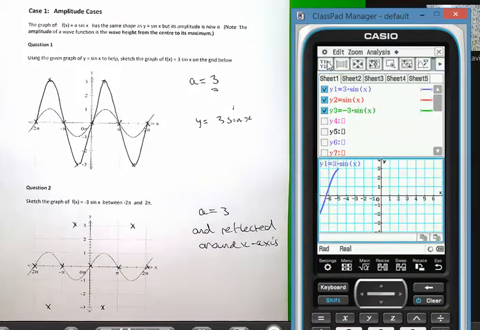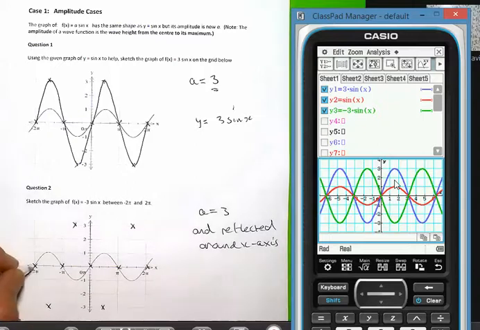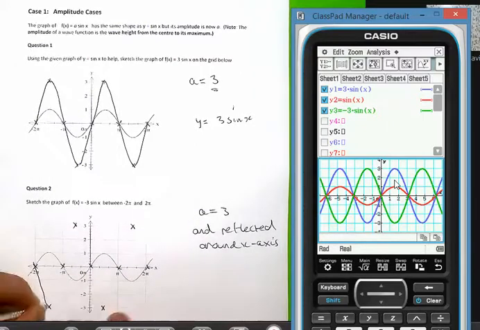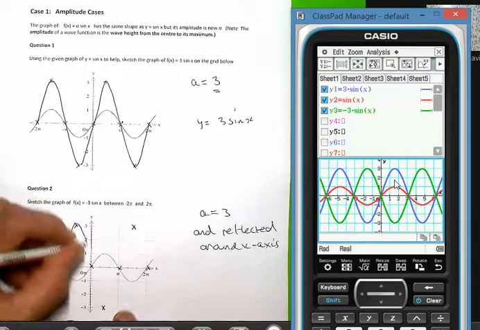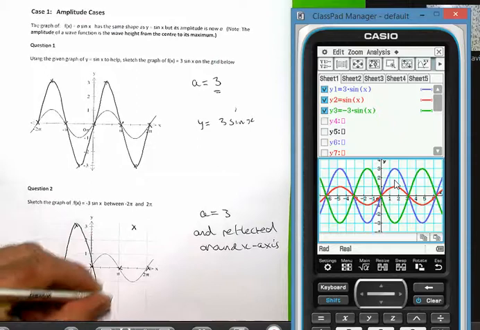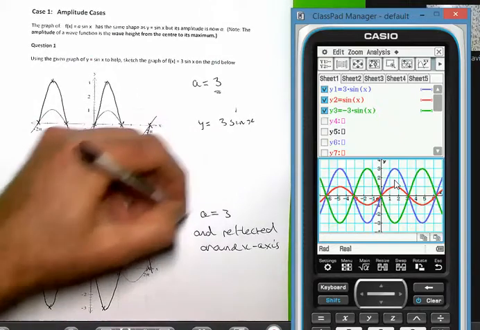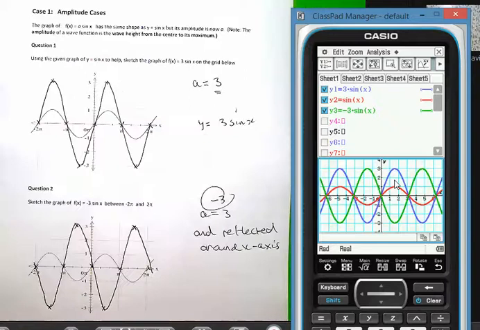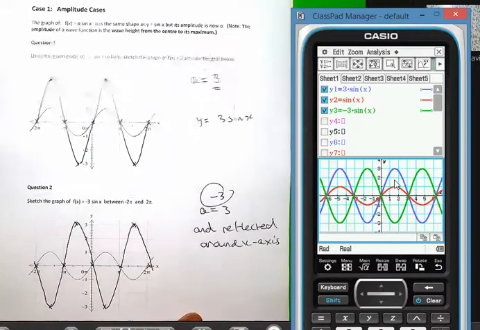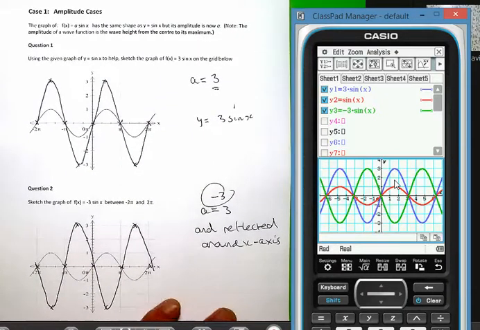So this time in green, you can see the 3 sine x in blue, and everything is flipped, reflected around the x-axis, and magnified by 3. So completing that graph, changing the period, changing the amplitude, and the negative 3 means reflected around the x-axis. Now as you do these problems, it's a very good idea to make sure that you follow these through with your calculator.